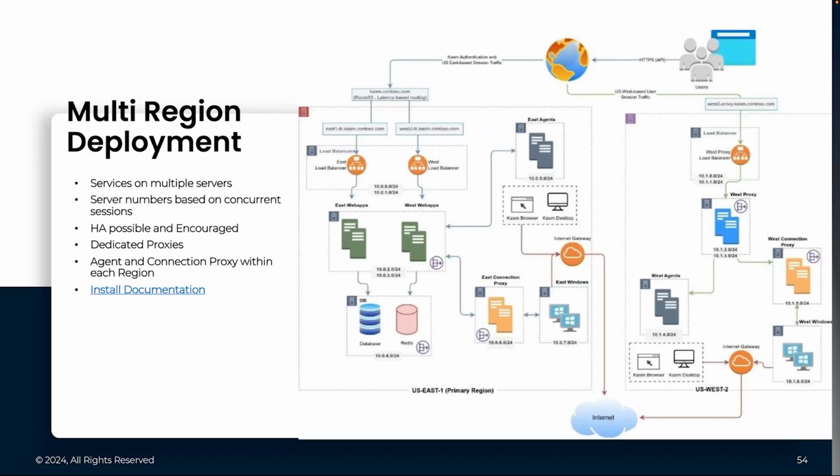The next step is that multi-region deployment that we talked about in the data flow. Again, the biggest thing is all the same benefits that we talked about with the multi-server deployment. We do incorporate the use of dedicated proxies in this setup, as well as having agent and connection proxies within each region for resources in each region. But other than that, same basic setup.